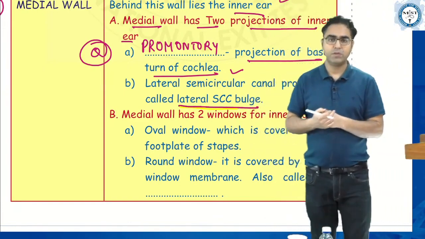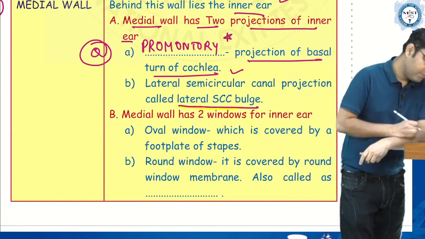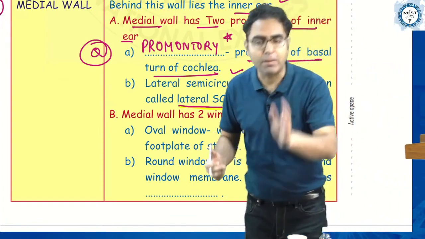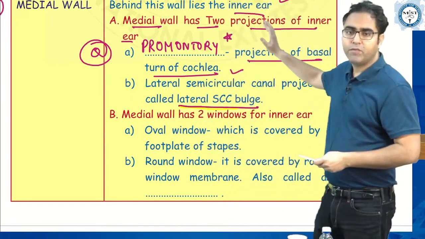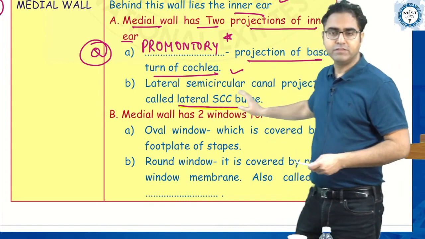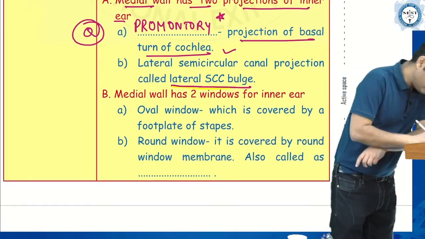So promontory and lateral SCC bulge. Promontory is an MCQ. Which canal makes a bulge on the medial wall of the middle ear? Lateral semicircular canal, which is a part of the inner ear. So two projections of the inner ear: one is of the cochlea, called promontory, the other of the canal, called lateral SCC bulge. Now, the medial wall also has two windows for the inner ear.